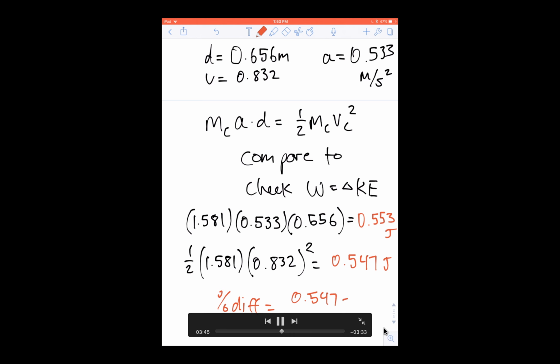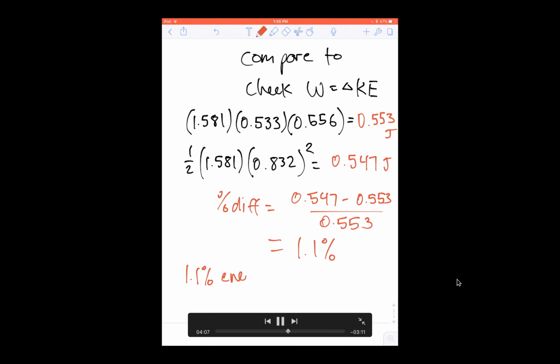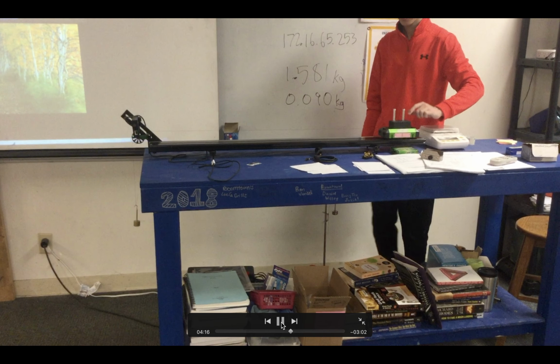We'll do the percent difference. You just take one minus the other divided by the original. We'll call 0.553 the original. And when you do that, you end up with about 1.1% difference in the amount of energy, or we could say, in air quotes, that energy is lost. So the question is, where did that energy go? And we'll look at the video again and see.